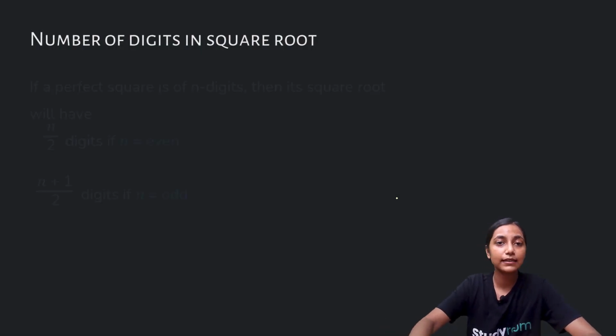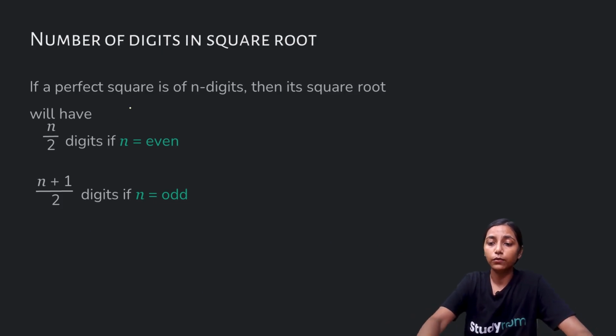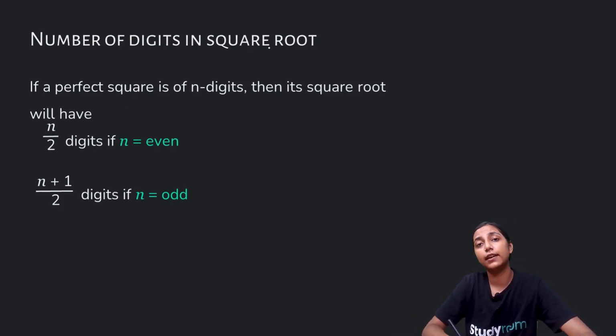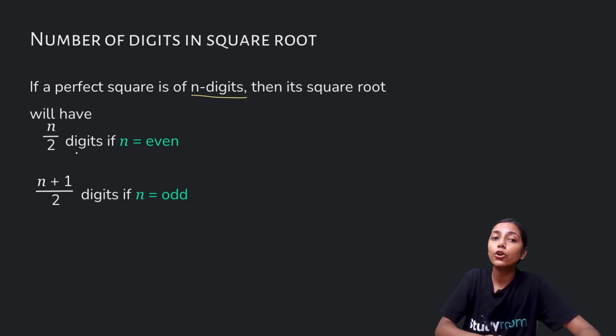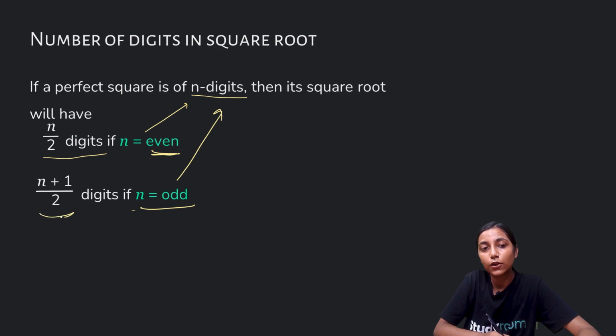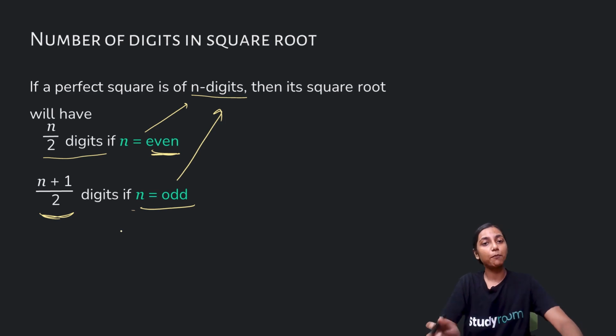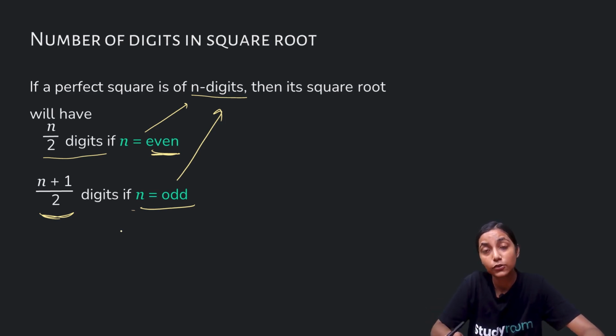Next up we have another topic, that is the number of digits in a square root. How many digits will be there in the square root of a number? If a perfect square that is given to us has n digits, then its square root will have n by 2 digits if that n is even. And if that n is odd, then its square root will have n plus 1 by 2 digits.